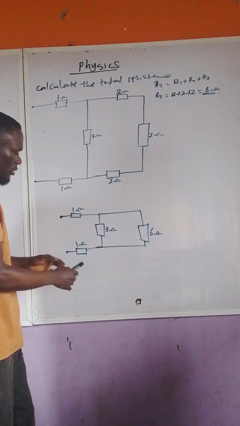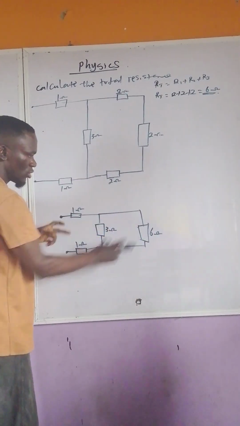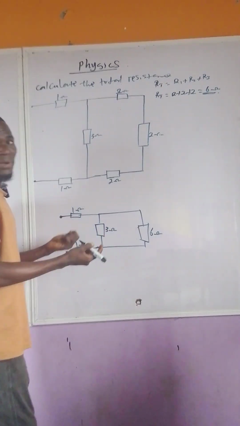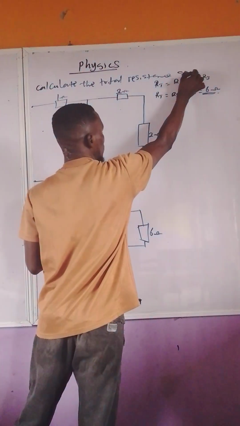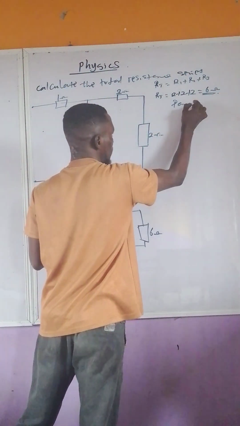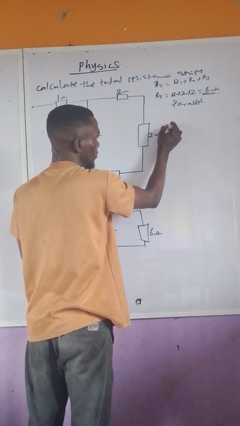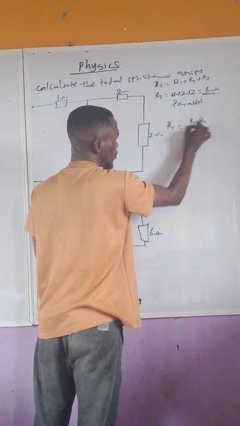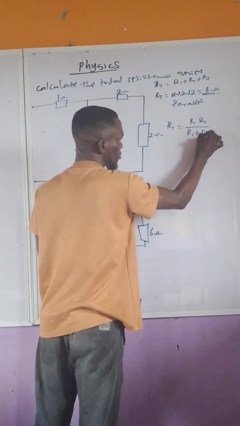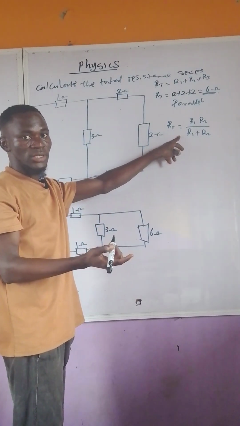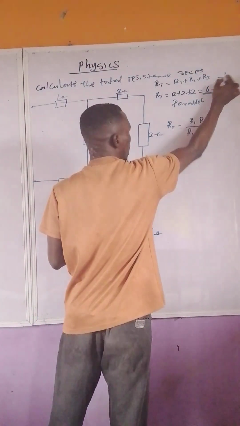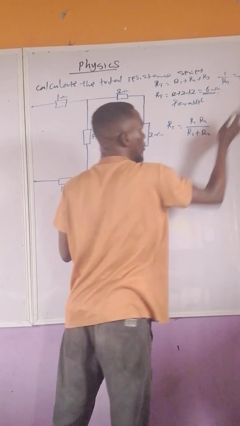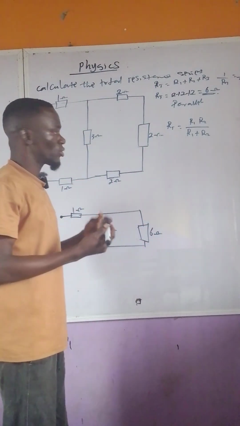After that, we have to convert this parallel back to series, so we can actually solve everything together. So let's convert this parallel to series now. The formula for parallel is R1 times R2 over R1 plus R2. Or it can also be 1 over R total equals 1 over R1 plus 1 over R2, depending on the one you would like to use. So let's just apply the very short one.